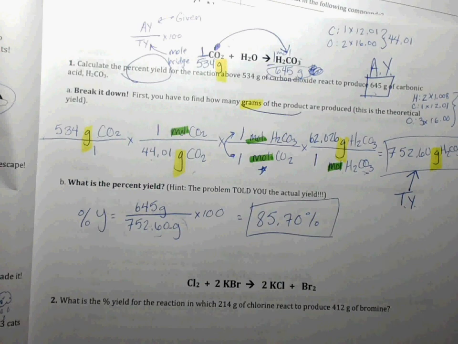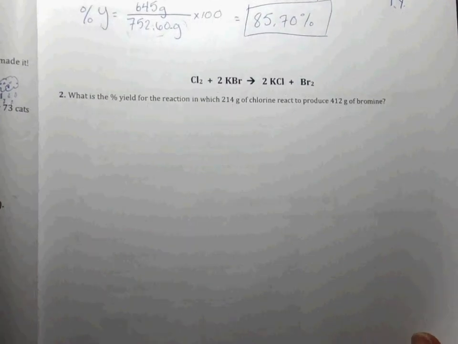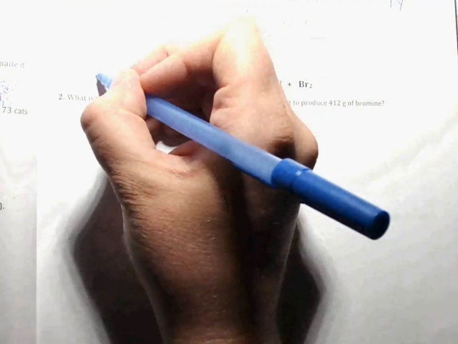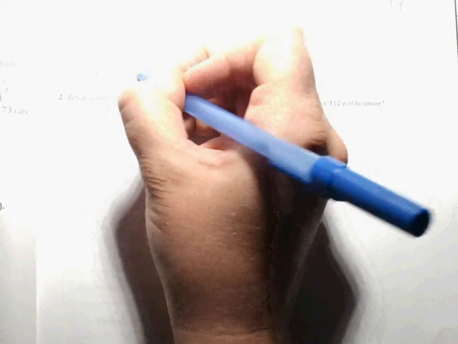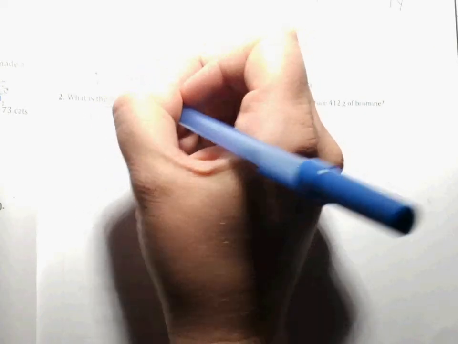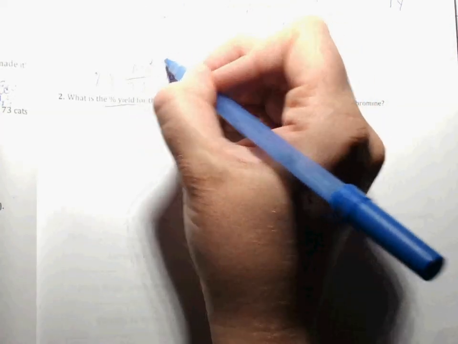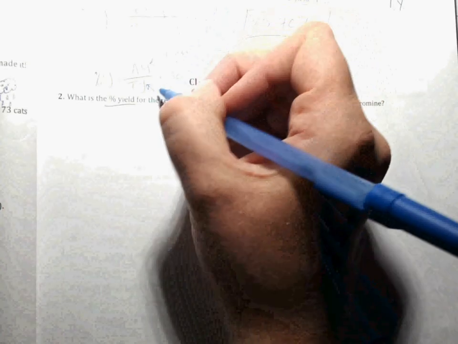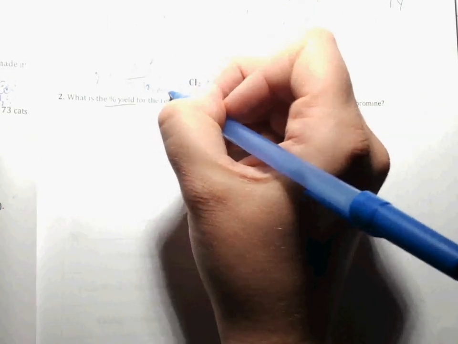We're going to try another one. I know that that was a lot of stuff. Okay, we're going to try another one. Don't worry, it's okay. Let's look at number 2. Number 2 asks, what is the percent yield? Well, we know that percent yield is the actual yield over the theoretical yield times 100. Actual yield will be given to us, and theoretical yield will be from a mole bridge.